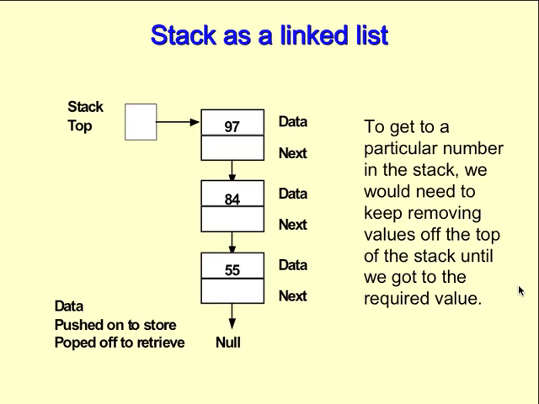And here's our stack as a linked list as we look at it. What we're doing is adding, we always add to the top, and the last one always points to the wall. So to get a particular number in the stack, we need to keep removing values off the top of the stack until we find the one we want. The data is pushed onto the stack, and it's popped off to be removed. So you push it on, pop it off. Push it on, pop it off, which is how a stack actually works. And then these are the data items, and these are the pointers to the next item in the list, if you've seen it.